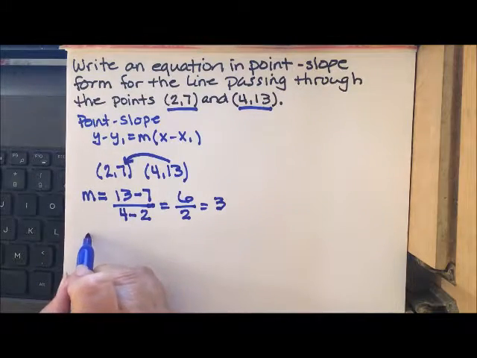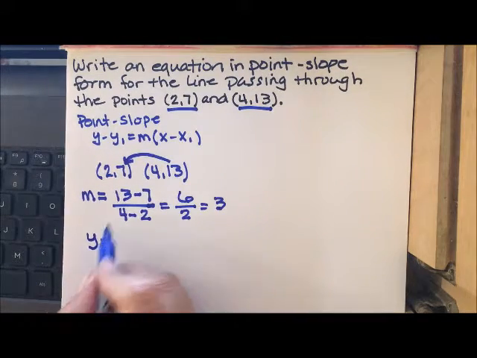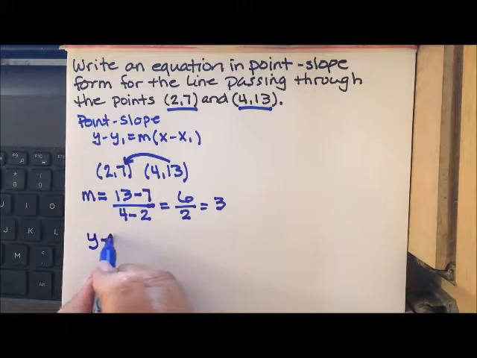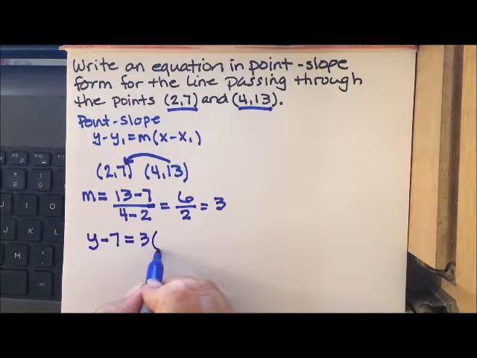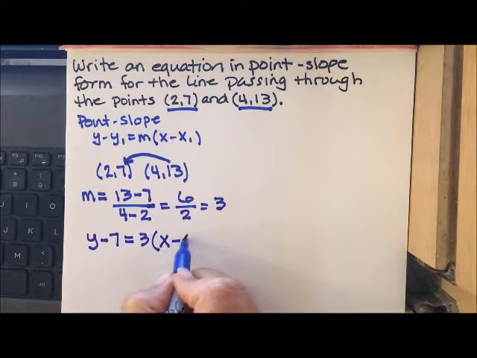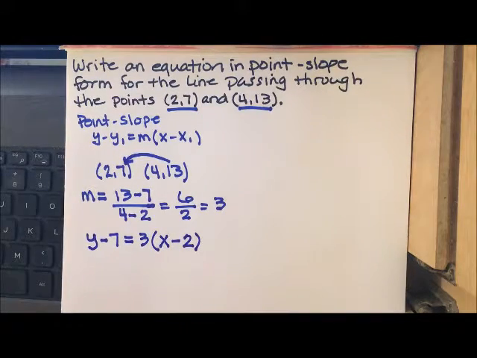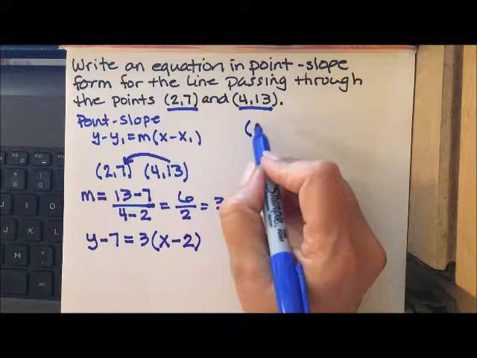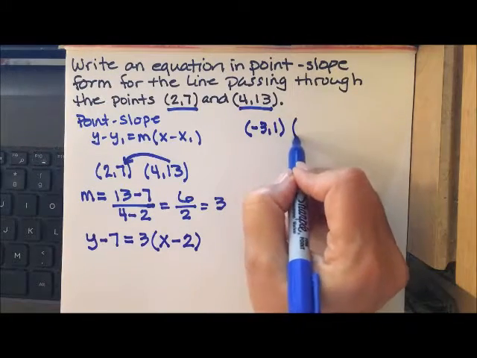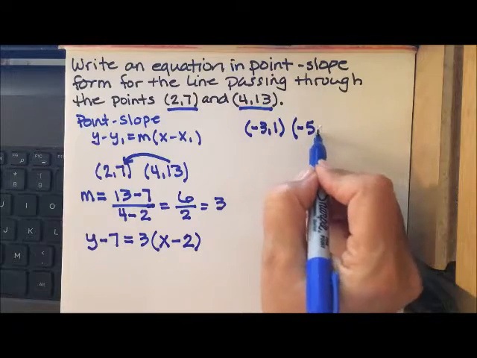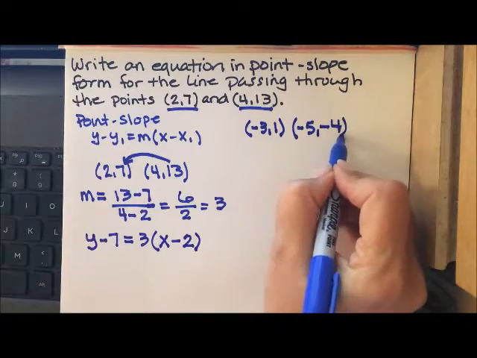So I'm going to go ahead and write my equation. y minus my y, which is 7, equals m, which is 3, times x minus 2. And you have your equation in point slope form. Let's try another one. What if I have the 2 points (-3, 1) and (-5, -4)?